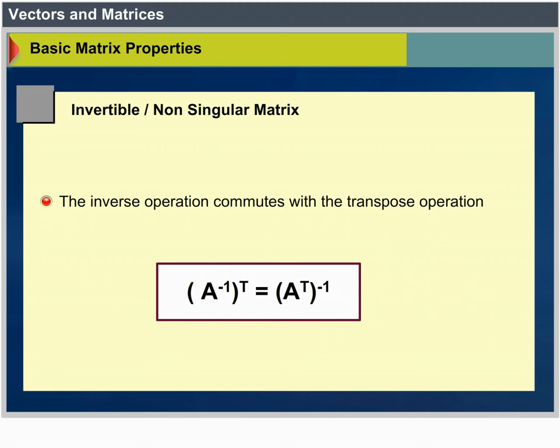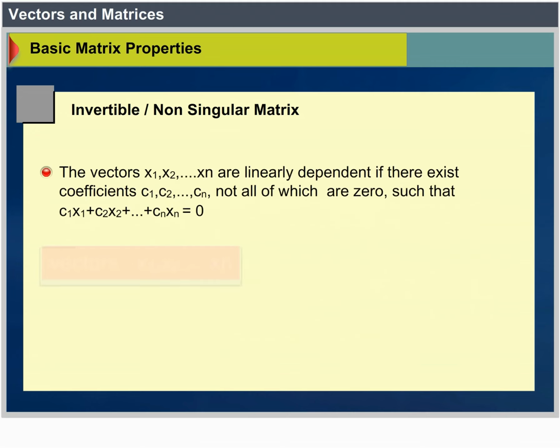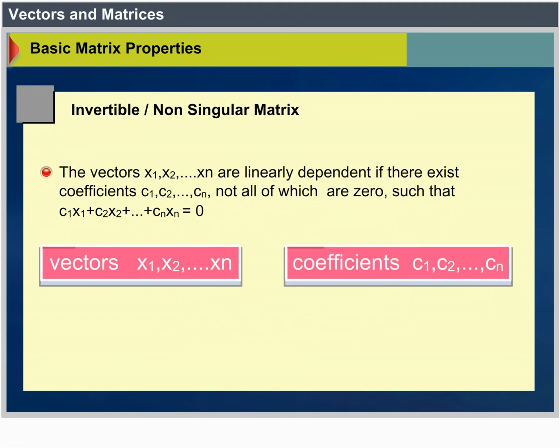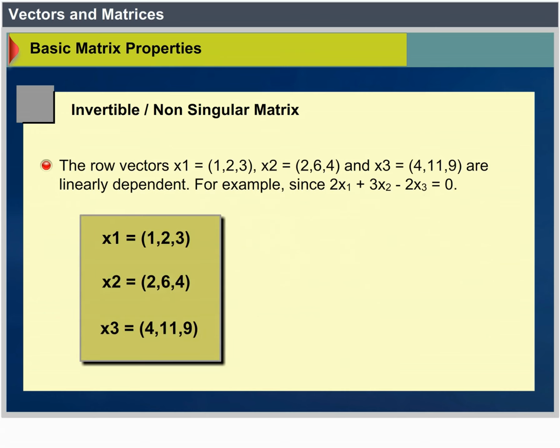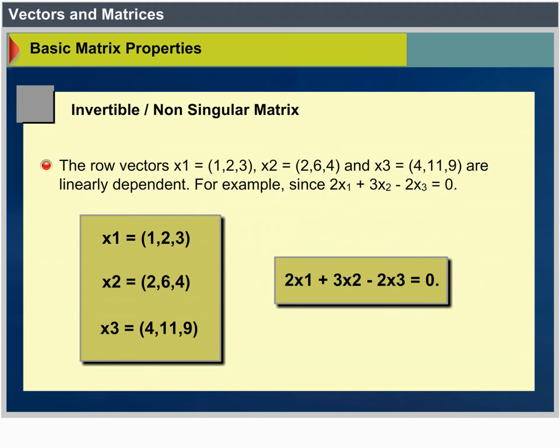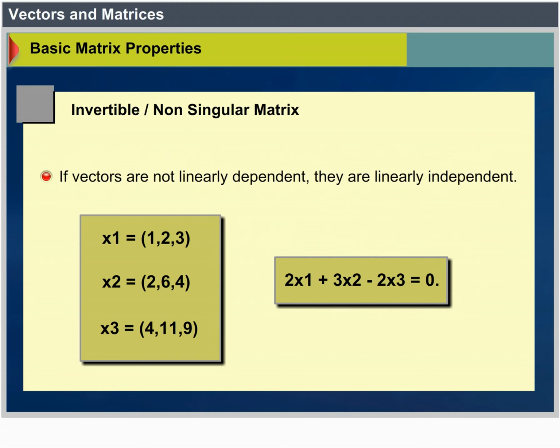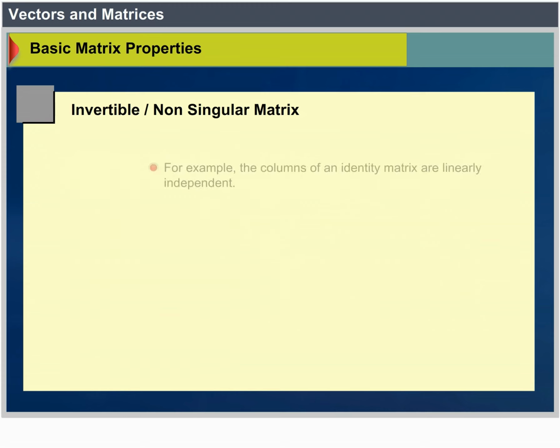The vectors x1 to xn are linearly dependent if there exist coefficients c1 to cn, not all of which are 0, such that c1x1 + c2x2 + ... + cnxn = 0. The row vectors x1 = (1, 2, 3), x2 = (2, 6, 4), and x3 = (4, 11, 9) are linearly dependent, for example, since 2x1 + 3x2 - 2x3 is equal to 0. If vectors are not linearly dependent, they are linearly independent. For example, the columns of an identity matrix are linearly independent.